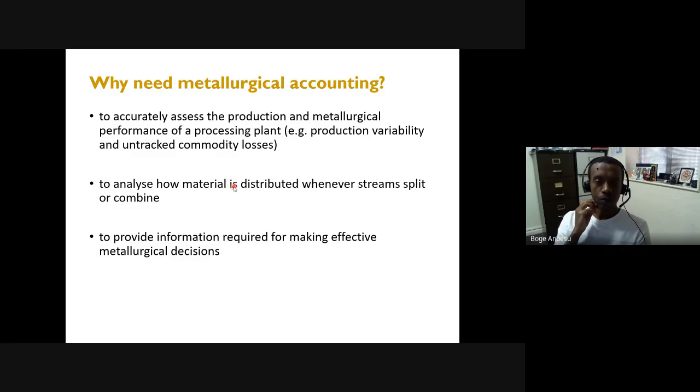Not only that, it's probably not good enough to just say we process 2 million tons per year. You probably have to also know how much gold went through the plant in that year, if it's a gold plant, or how much copper went through the plant. How do we know that? Because we know the head grade or the feed grade. We know the total amount of material processed. We can then calculate the percent or the amount of copper that went through the plant in a year.